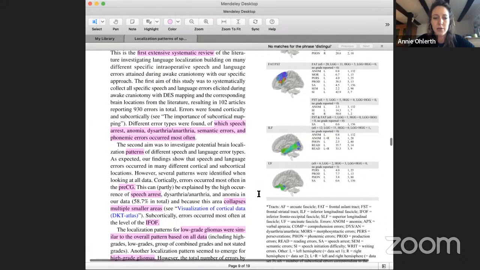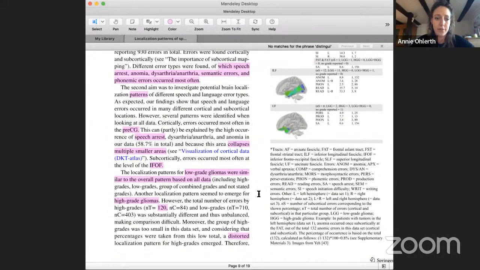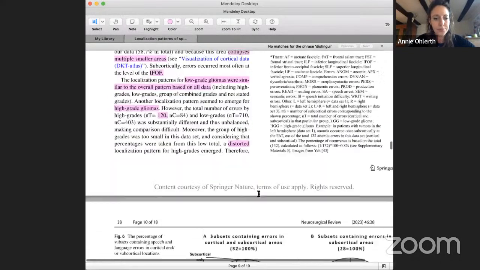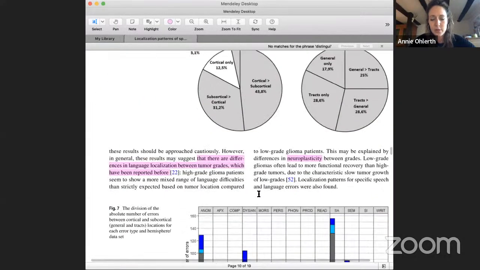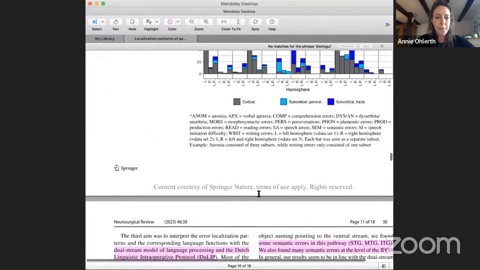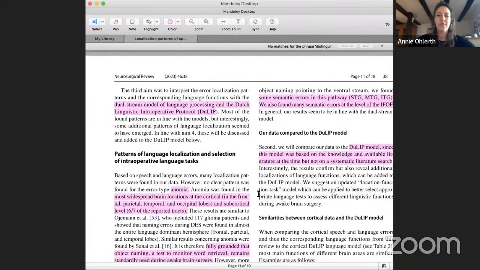Subcortically, the highest amount happened during stimulation of the IFOF. As I pointed out before, they want to make sure that we distinguish low grade, so less aggressive, versus more aggressive tumors, which clinically is very important, so that you don't assume they behave similarly. Once more pointing out neuroplasticity. And as for one of their later aims, that was to compare the error types and the overall patterns to the dual stream model, which falls really nicely into the literature.